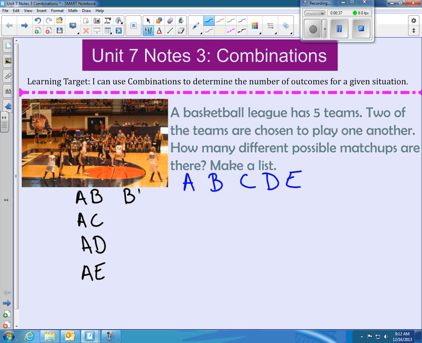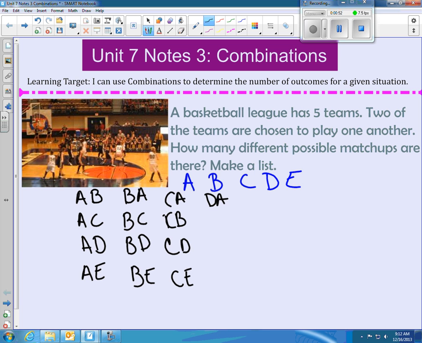We could have B against A, B against C, B against D, and B against E. We could have C against A, C against B, C against D, C against E. We could have D against A, D against B, D against C, and D against E. And finally, we could have Team E play against A, against B, against C, and against D.